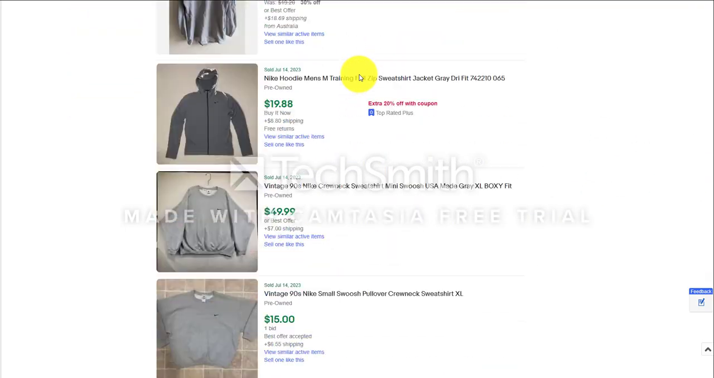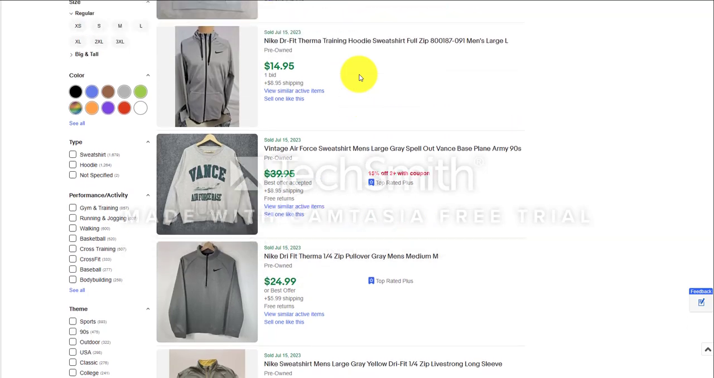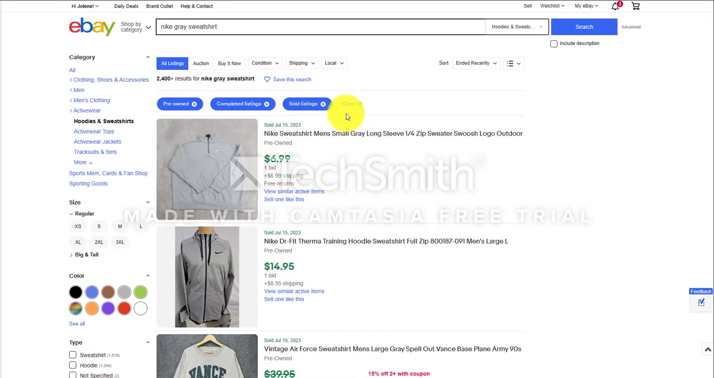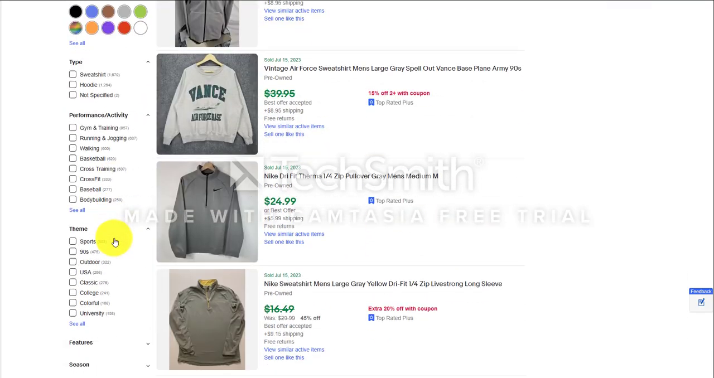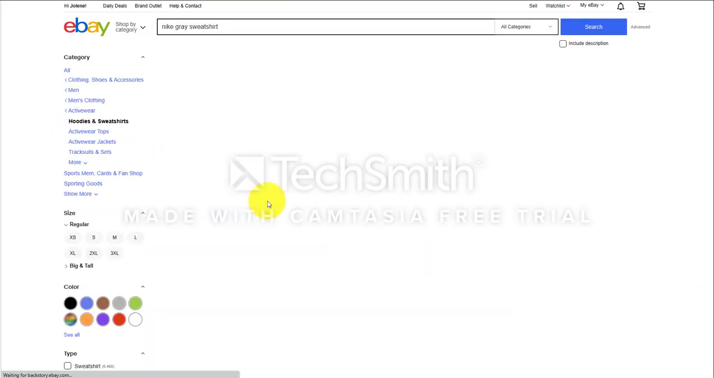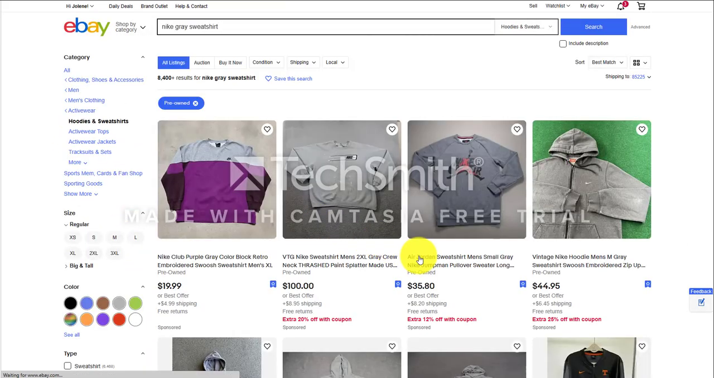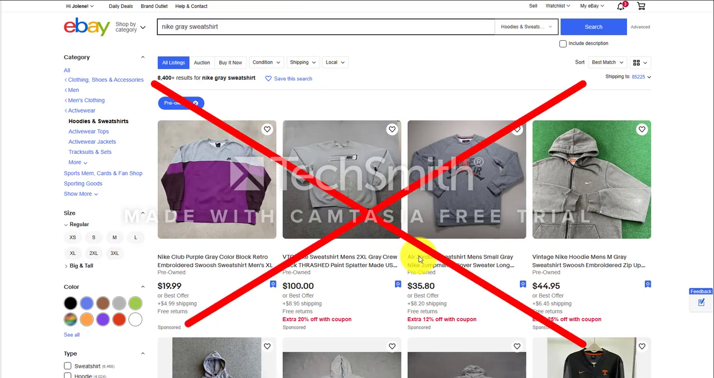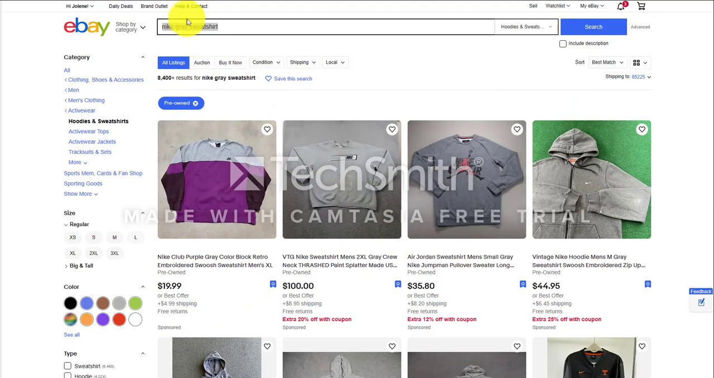So this does not have a good sell-through rate if there was only 2,400 sold. And again, let's take off the solds again. And there are 8,400 listed. So that's not a good sell-through rate, and it's not a good return on investment. So if I bought this for $3 or $4 and there's not a good sell-through rate and I'm only getting $14 or $15, that's not worth it for me.